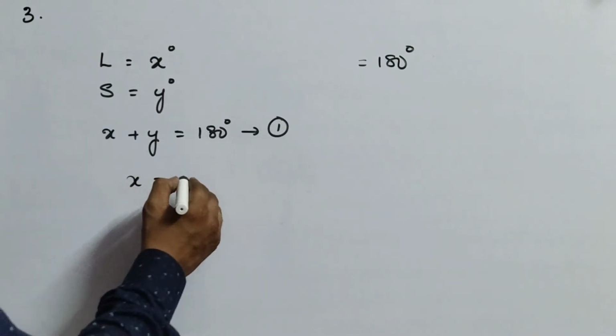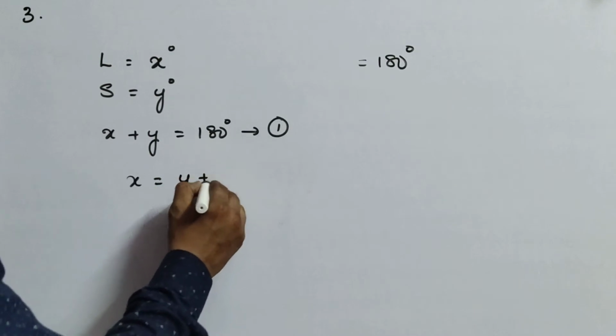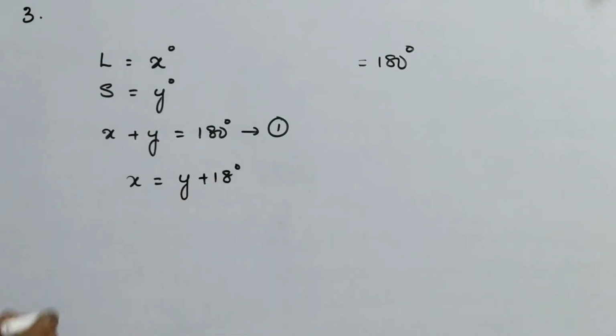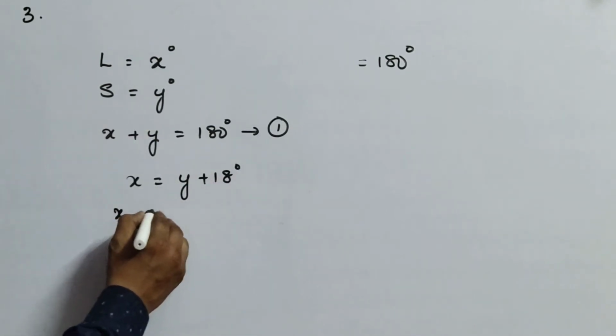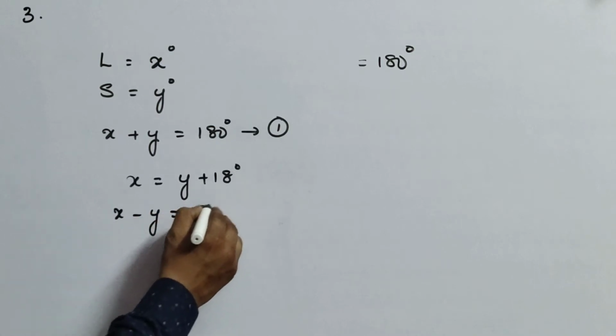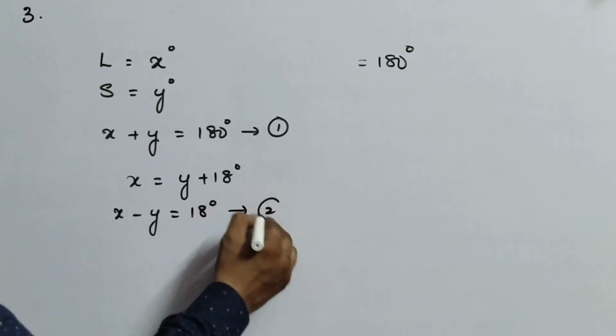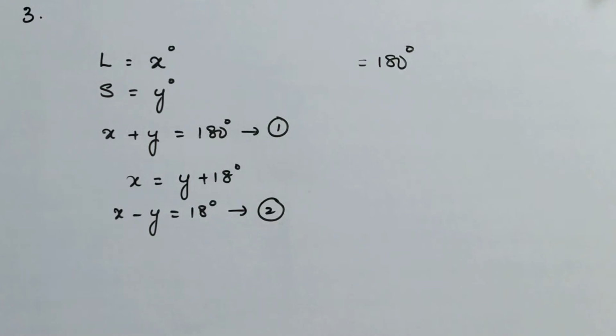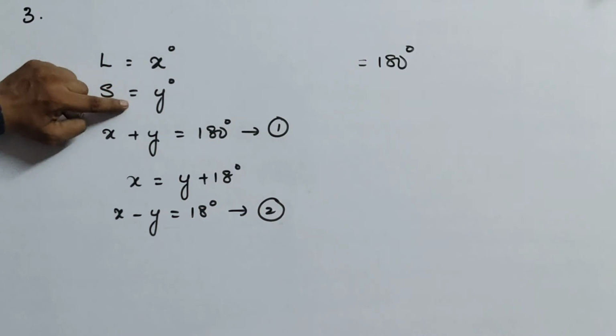y plus 18 degrees. That means x minus y equals 18 degrees. So this is the second equation. So how will you write the statements? Let the larger angle of the supplementary pair be x degrees and the smaller angle be y degrees.